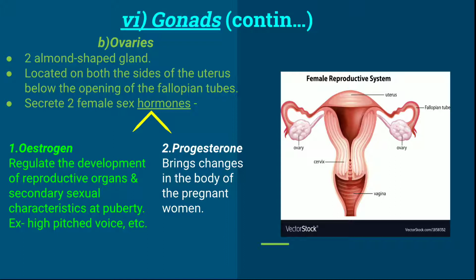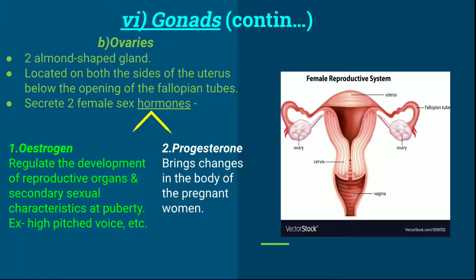Then progesterone is another hormone which is also secreted by the ovaries, which is secreted only during the pregnancy of a woman. Okay, this hormone brings about changes in the body of the pregnant woman.